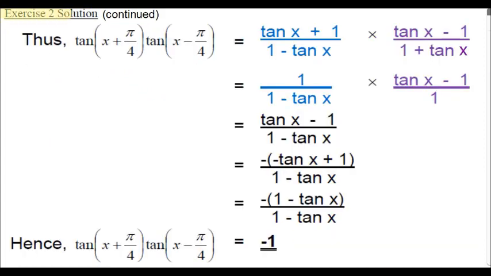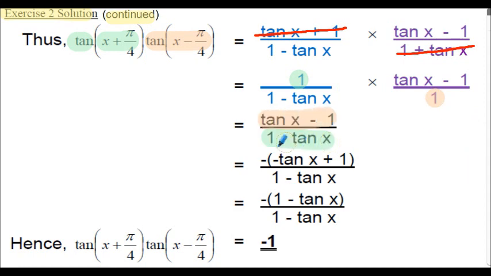Exercise 2, solution continued. So now we can replace the tan of x plus pi upon 4 with this expression, and the tan of x minus pi upon 4 with this expression. Note that the numerator here cancels with the denominator here, hence the 1 shown here and the 1 shown here. So our expression simplifies to this.